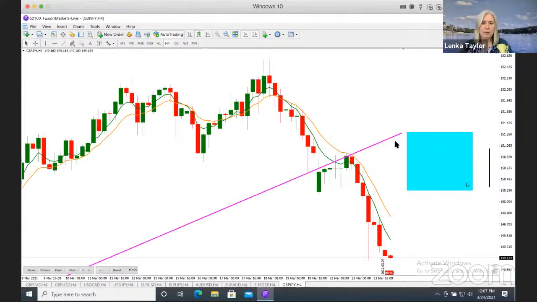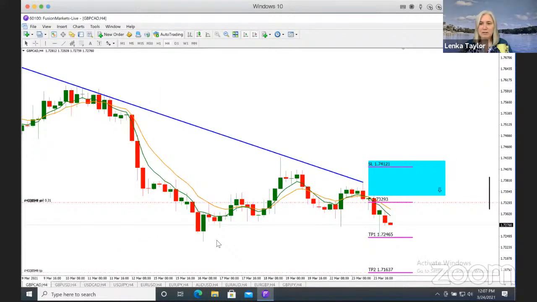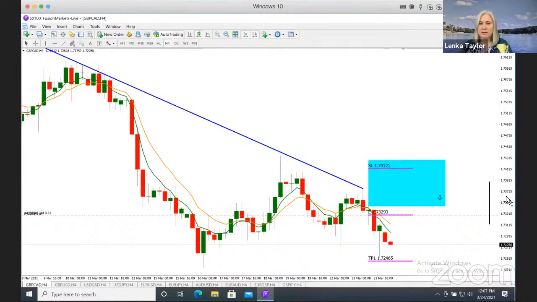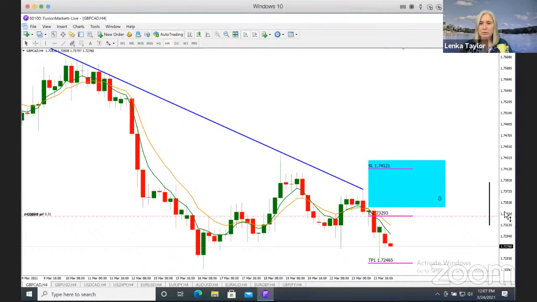Tell me if you're following on the Telegram channel. Did you see the setup for Gbp Cad yesterday? Did you take it? Did you not? Did you miss it? And if you did take it, did you move your stop loss to break even? Yes, break even now. Okay, great, awesome. Good, good.